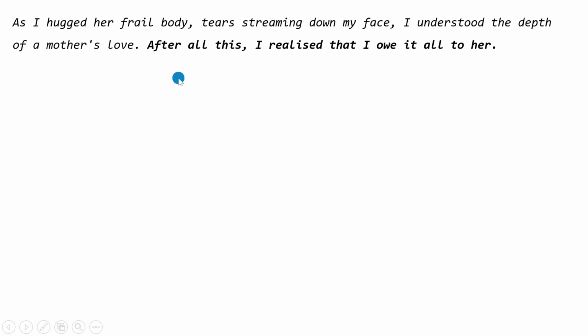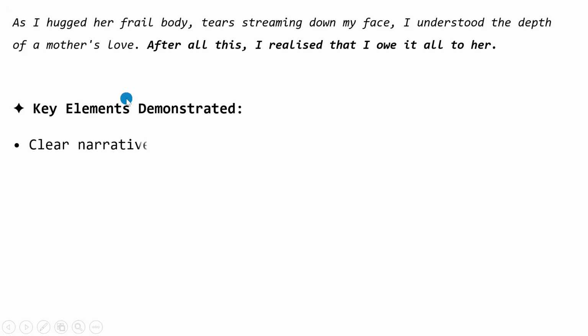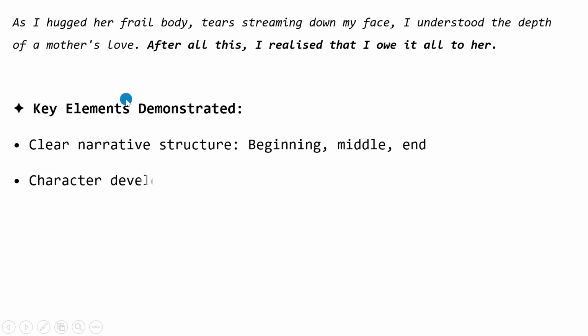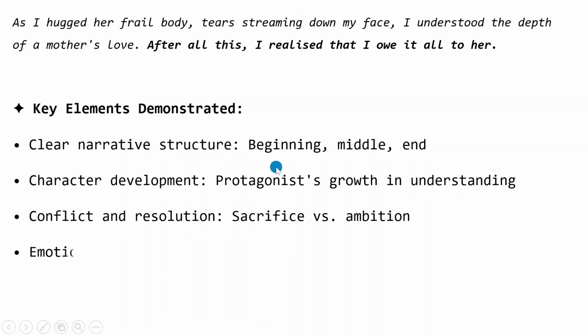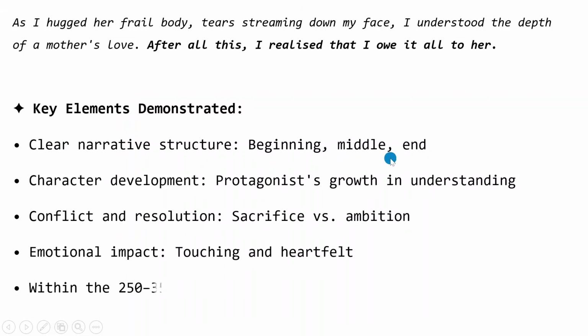So you have seen the story the way it has been built. Very well built. Okay? So what are the key elements the story has demonstrated? Clear narrative structure: beginning, middle, end. What else? Character development, like this character known as the protagonist, its growth in understanding, conflict and resolution, sacrifice versus ambition.